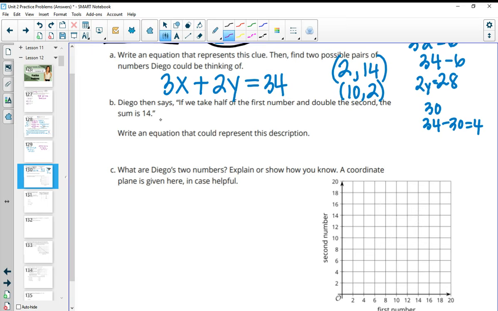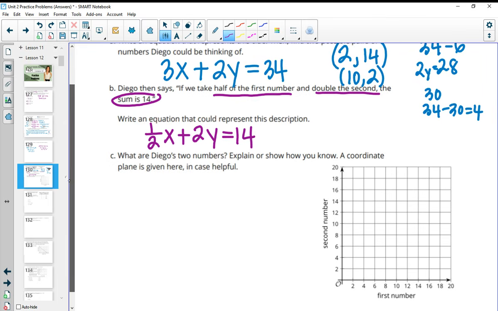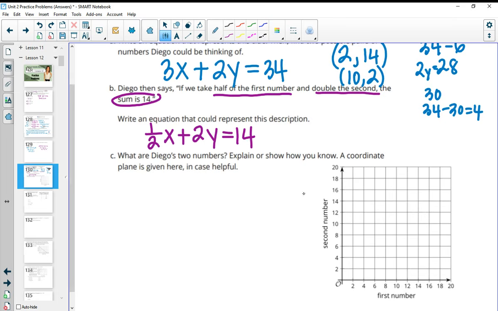Then Diego says if we take half the first number and double the second, the sum is 14. So write an equation for this clue, and it's the same set of numbers. So we're going to take half of the first number, which was x, plus 2 times y, or the second number, and now the total is 14. Then it wants us to figure out what are Diego's numbers, and we can use this graph to help us.